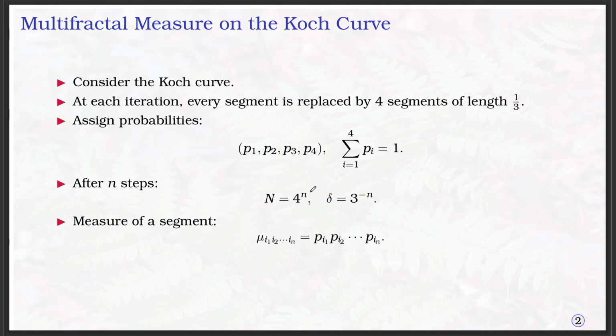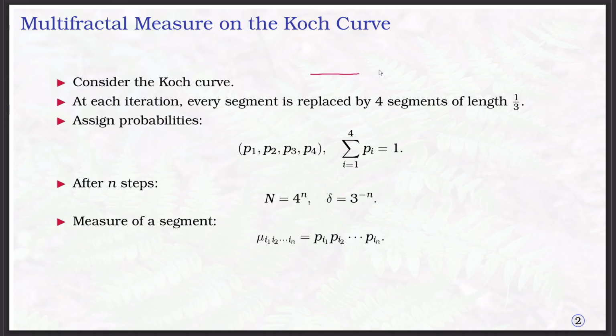Now, we already discussed the multifractality of the deterministic fractal Cantor set, then we introduced the probability on it, and discussed the multifractality using the cut and paste method. Now we are going to discuss the multifractality of the Koch curve by introducing the probability on each segment. Now, consider the Koch curve.